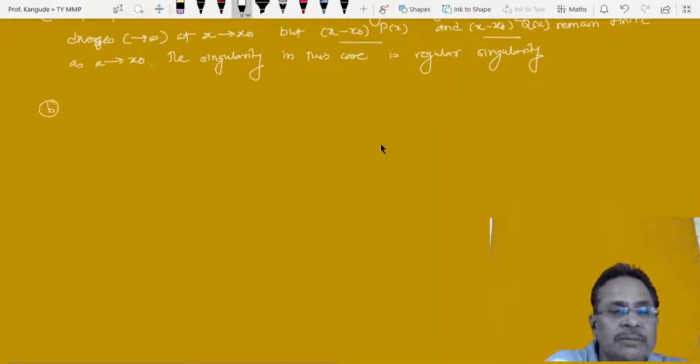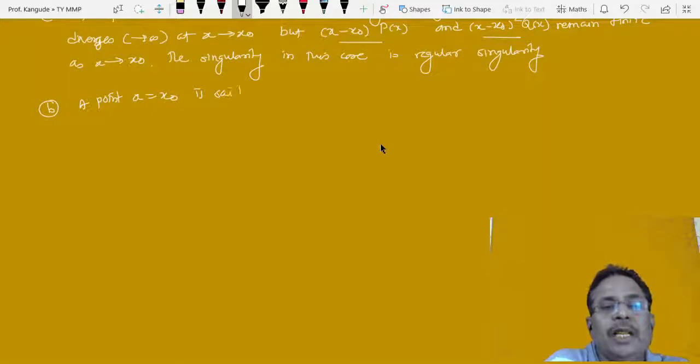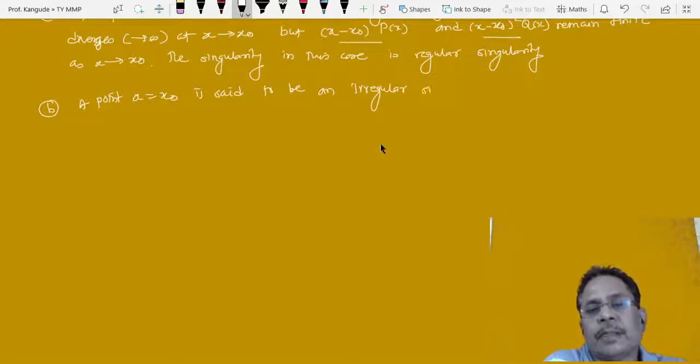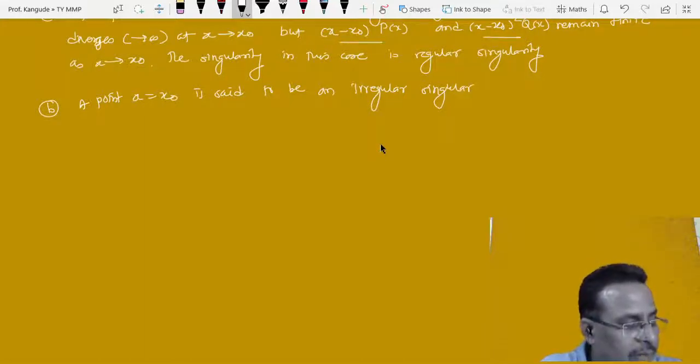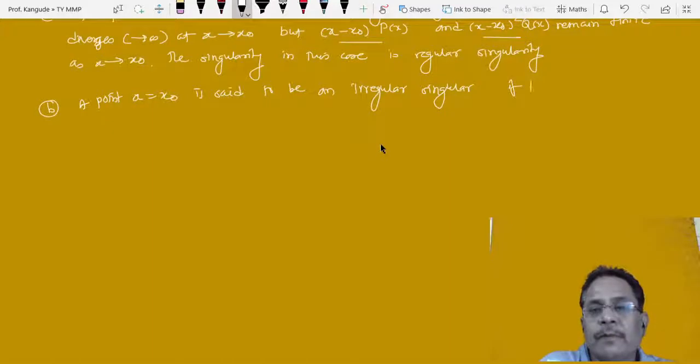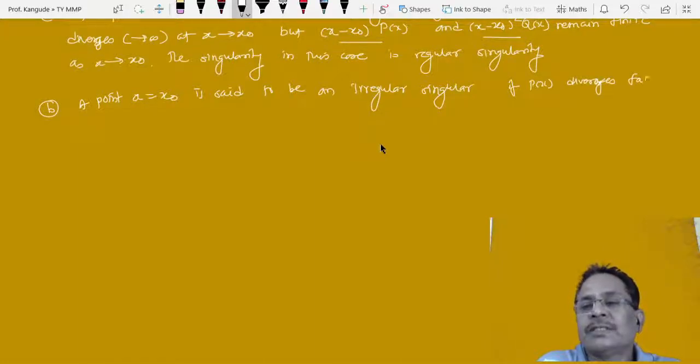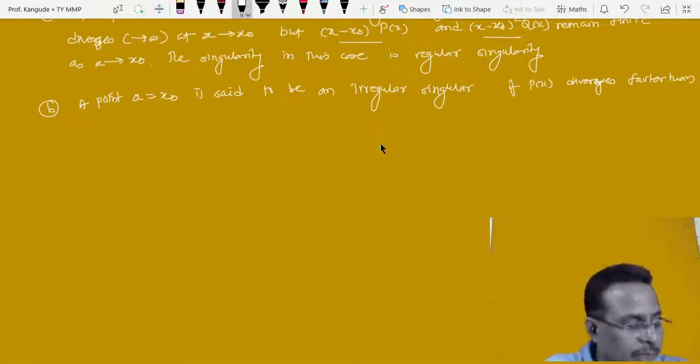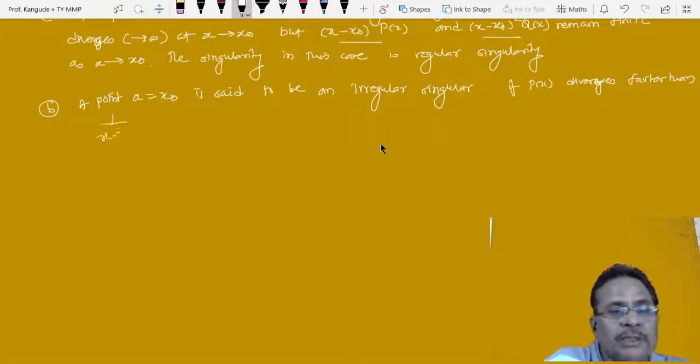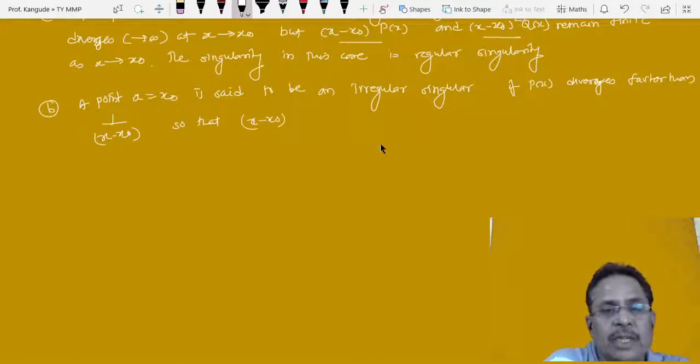And then B, second, the similar definition. A point x is equal to x0 is said to be an irregular singular point if p of x diverges faster than 1 upon x minus x0, so that x minus x0 into p of x diverges.